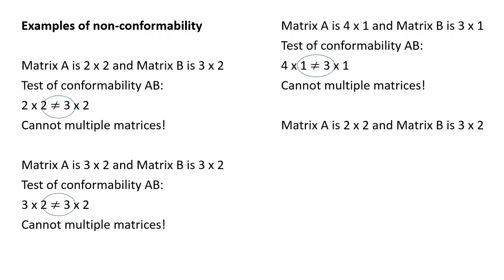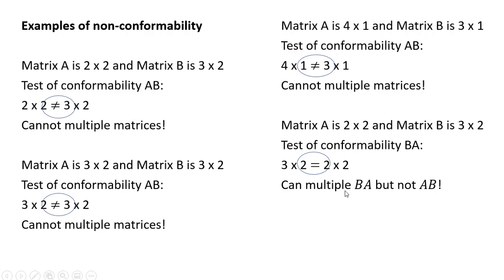Here's an example where we can multiply two matrices by reversing the order of multiplication. So matrix B is 3 by 2. If we let that be the lead matrix, so this time we're doing B times A, we'll see that the inner numbers do match and we can multiply B times A. But notice that we couldn't multiply A times B. We did that example over here. Matrix multiplication is not commutative.